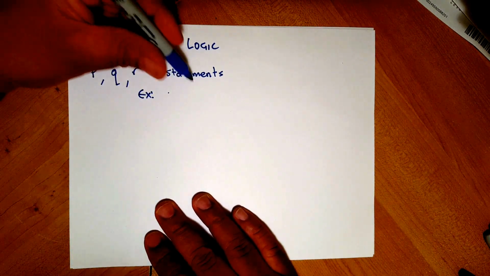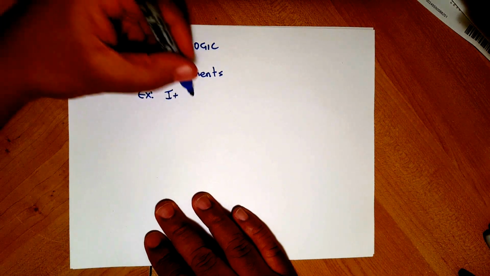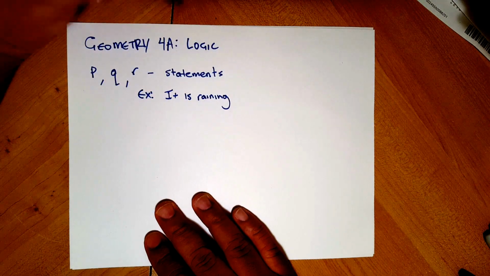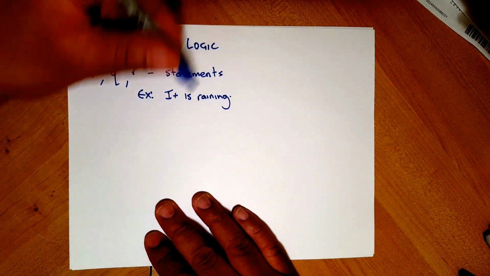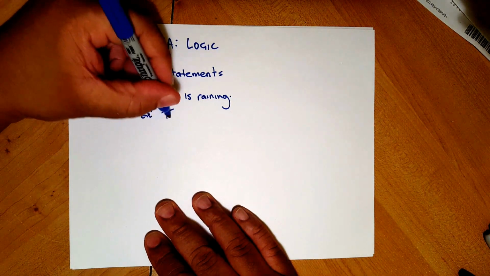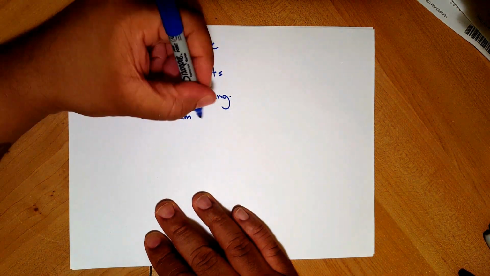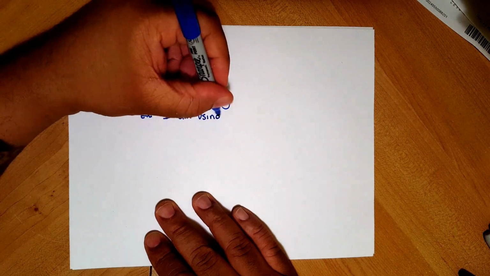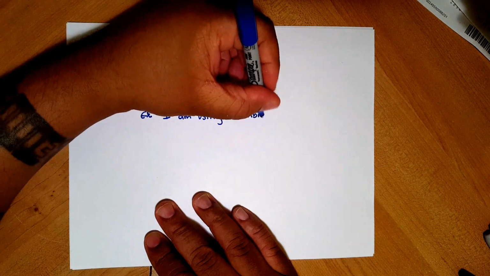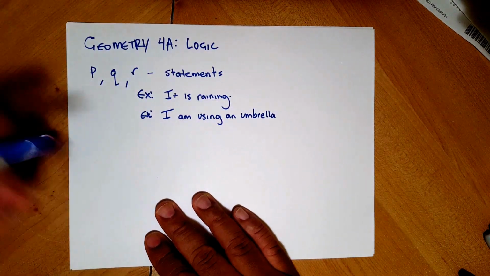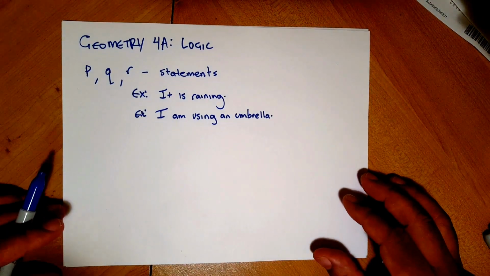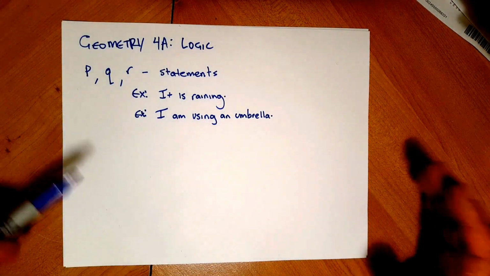So an example might be, it is raining. Just a very simple statement. Nothing deep about it, just it is raining. Another example, I am using an umbrella. Okay? So essentially, it's just a statement that we can say is true or false. It's not ambiguous at all.